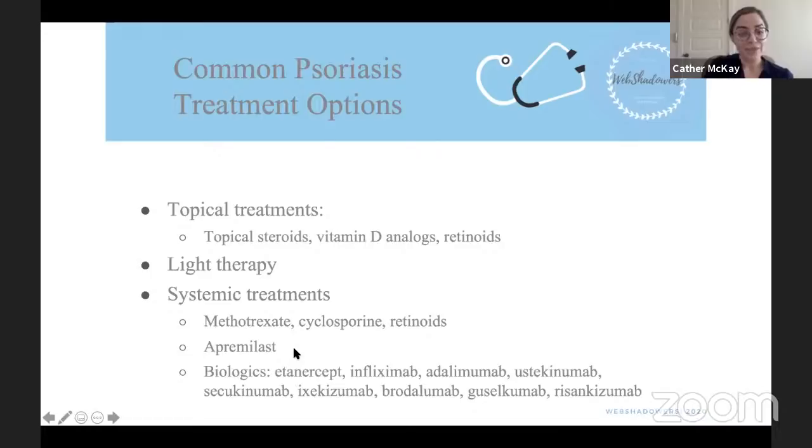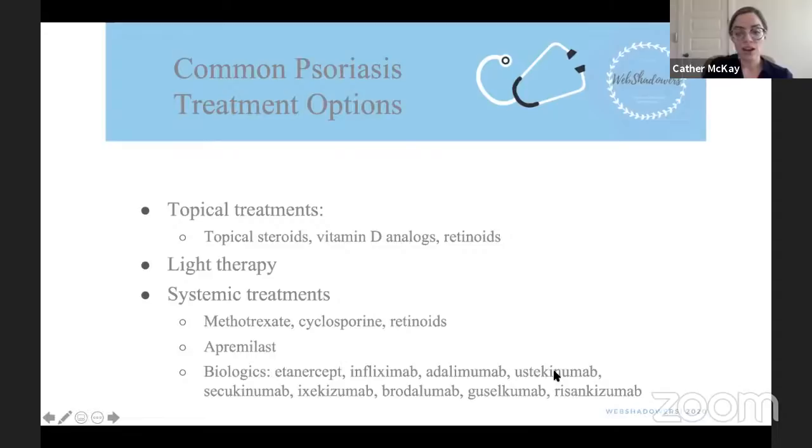Apremilast is a PDE4 inhibitor, and that's an oral treatment, so it's a pill. That's considered an immunomodulator. So that's an option for the moderate category.